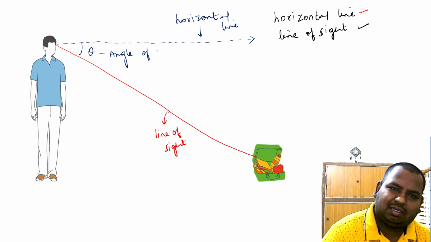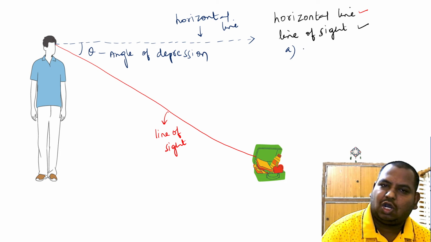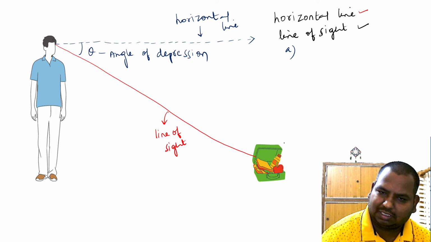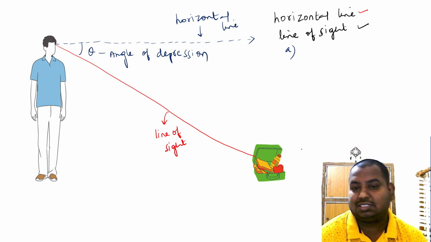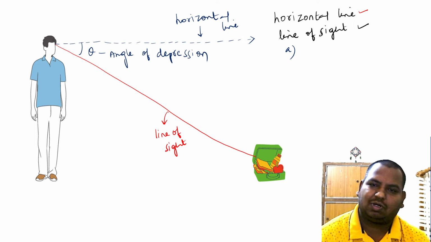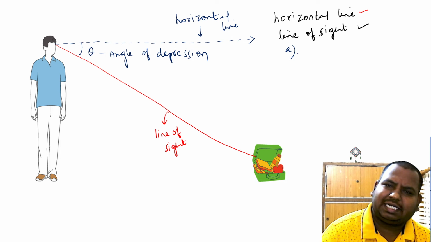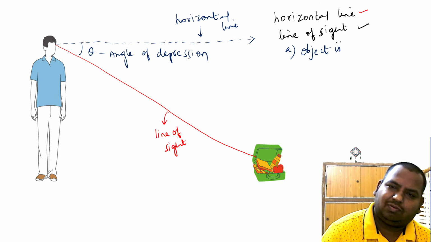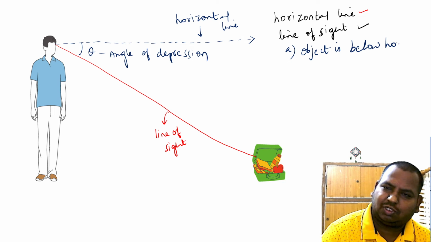Got it? This is angle of depression. So here in case of angle of depression we have noticed two things. Thing number one, the object is below the horizontal line. This is the object. This person is viewing the lunch box, I would say. So here the object is below the horizontal line.